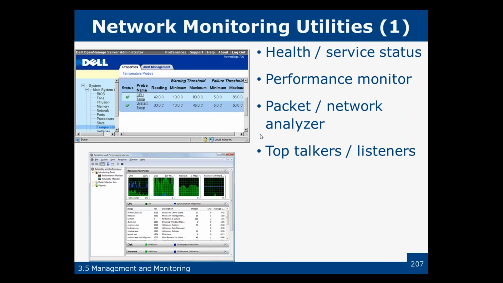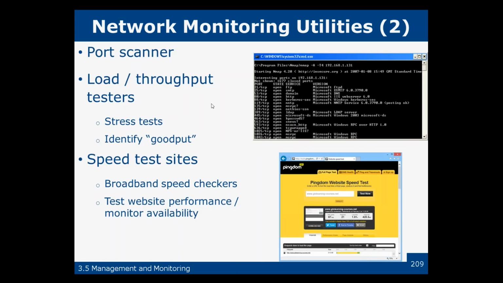The other one is load testing. Port scanner, I see I got ahead of myself. Port scanner, load and throughput testers, stress tests. I found a website, if you're interested, it's called loadimpact.com. Looks like it's in Australia. You can actually load test your website to see how it stands up. They just keep adding connections to see how much you can actually do with these things.